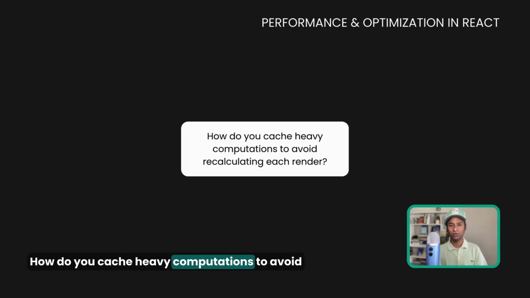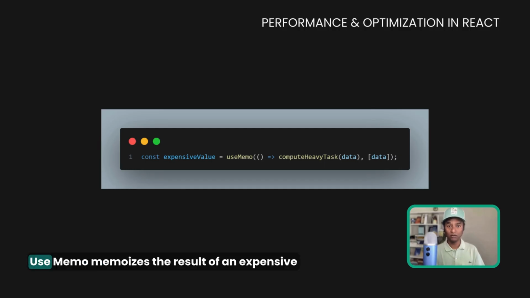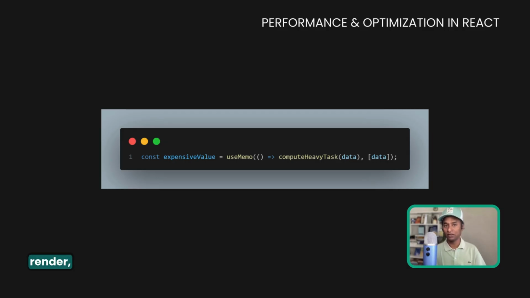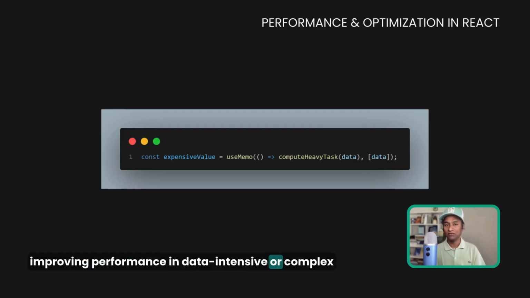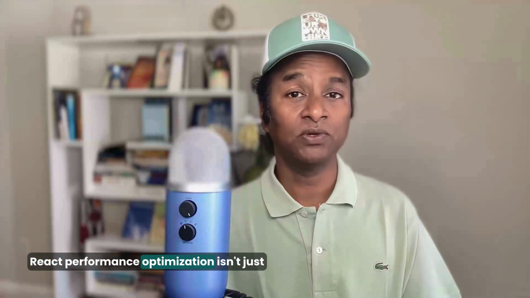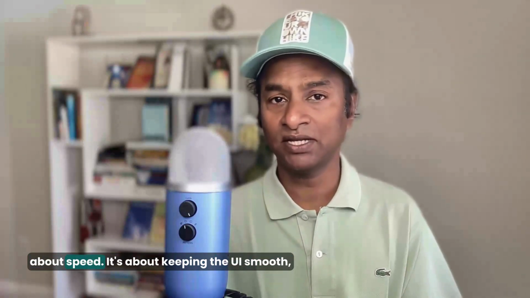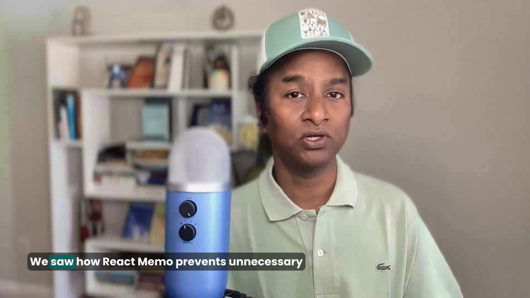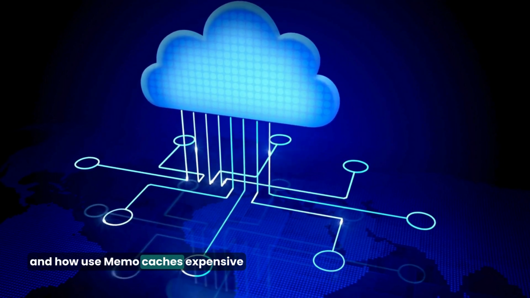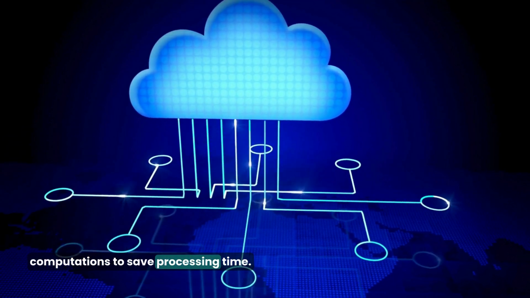How do you cache heavy computations to avoid recalculating each render? Answer: useMemo. Example: useMemo memoizes the result of an expensive computation and recalculates it only when its dependencies change. This prevents repeated computation on every render, improving performance in data-intensive or complex components. React performance optimization isn't just about speed, it's about keeping the UI smooth, responsive, and efficient. We saw how React.memo prevents unnecessary component re-renders and how useMemo caches expensive computations to save processing time.